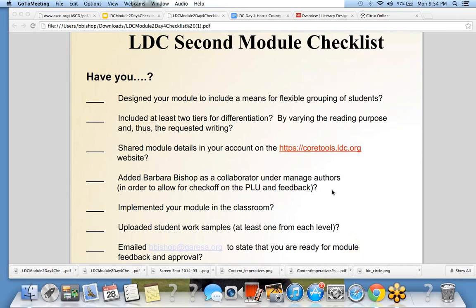Which, remember, implementation can really range from simply providing the reading and providing the prompt and collecting the responses, or it could be much more integrated with some strategic teaching moments and activities that you have worked in. It just depends on how much time you had.